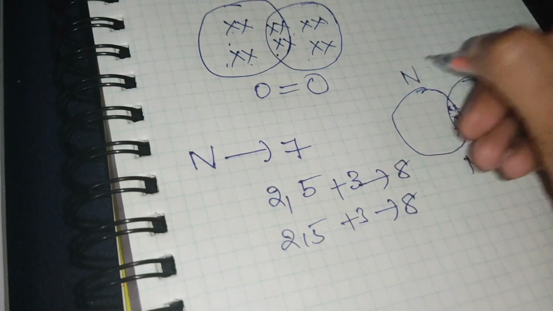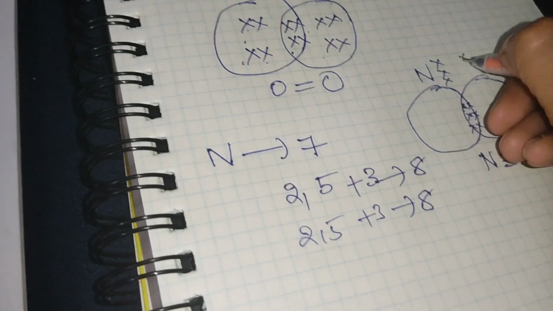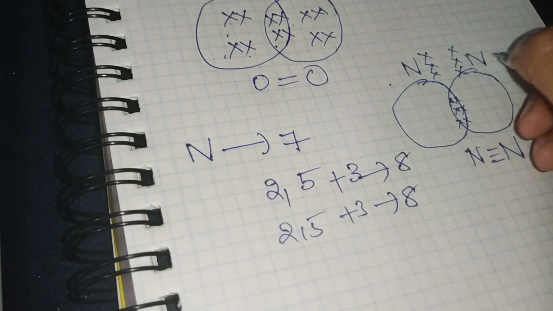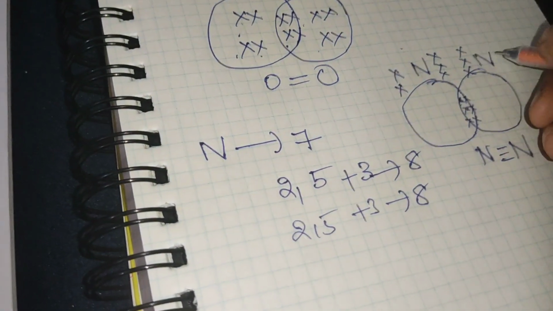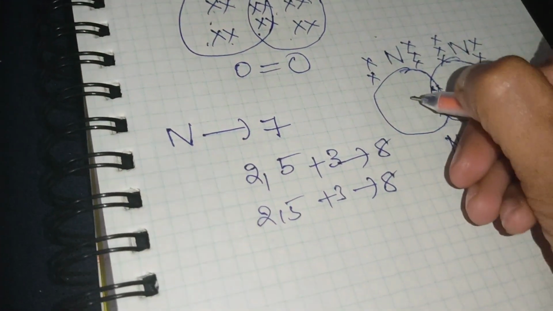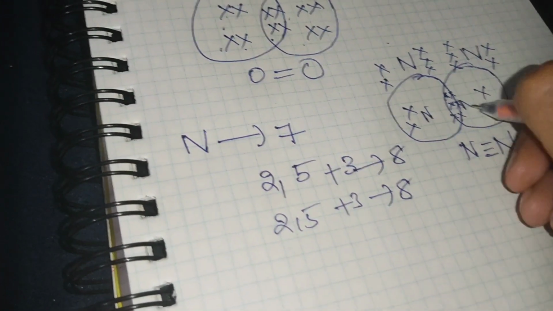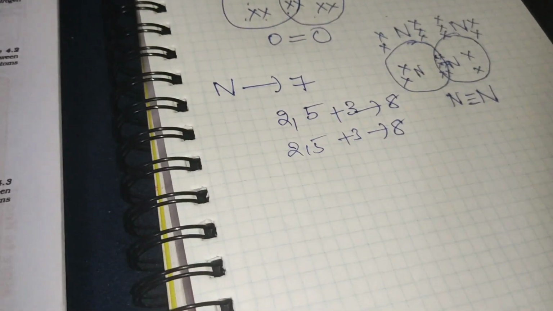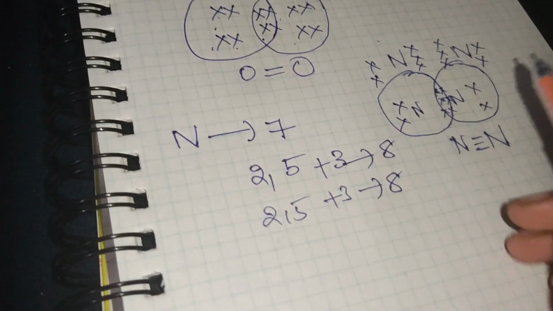Or else we can write nitrogen, they are sharing 3 pairs. So 3, 4, 5 on the outermost shell. Yes? Or we can write inside the other 2 and a shared pair in the middle. So like this we can represent an electron dot structure of nitrogen.